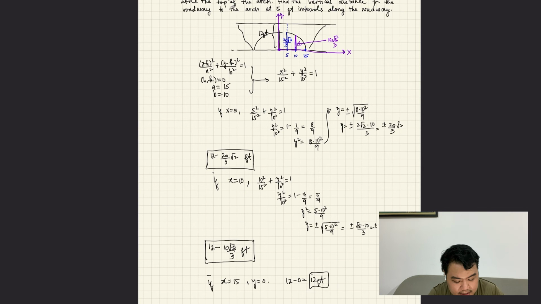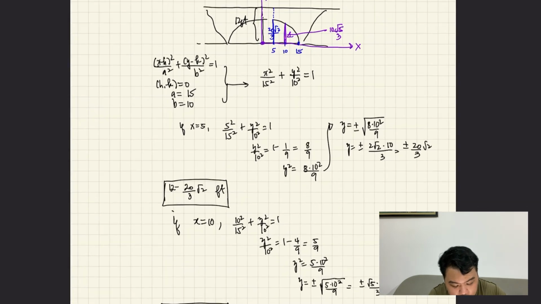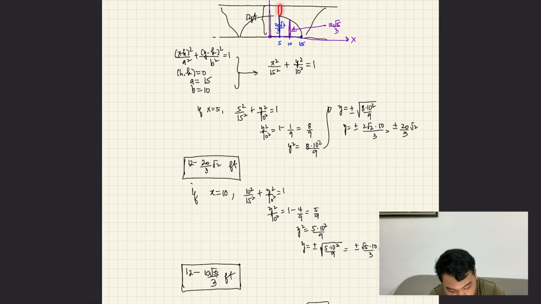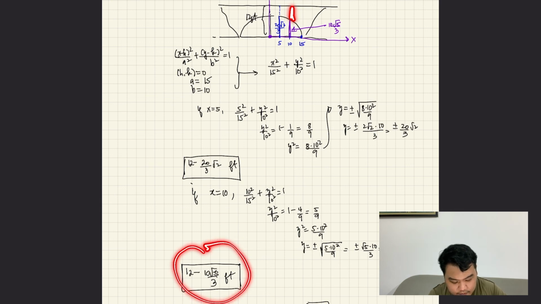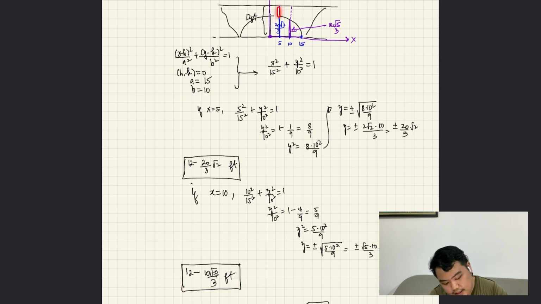So, yun yung mga distansya na hinahanap natin, no? So, yung una, ito, which is 12 minus 20 square root of 2 over 3. Yung pangalawa, ito, which is 12 minus 10 square root of 5 over 3. Napapansin nyo, lumalaki, no? Which is dapat lang kasi maliit, tas lalaki yun. Tapos yung pinakahuli, siya yung pinakamalaki, 12. So, yung mga nasa kabila, ganun din. Same ng measure.